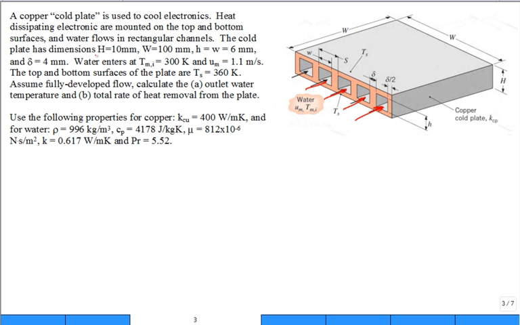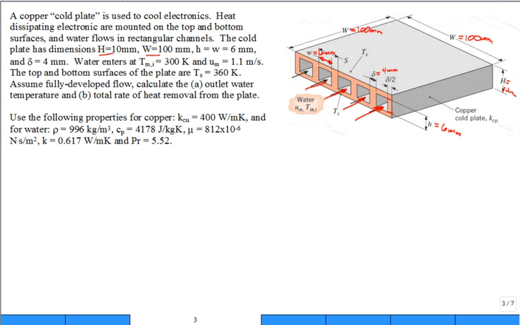The cold plate has a dimension of capital H of 10 millimeters, so over here 10 millimeters, and capital W, which is 100 millimeters, and lowercase h, lowercase w is 6 millimeters. So this is 6 millimeters, which is the height of that square channel, and w is the width of that square channel. Both of those are 6 millimeters. And delta, this is 4 millimeters. So that's the webbing thickness between the channels.